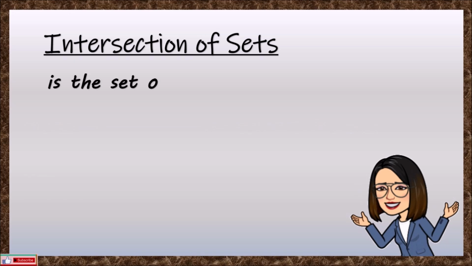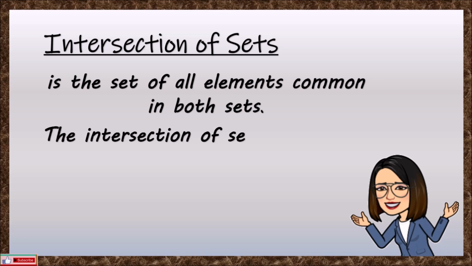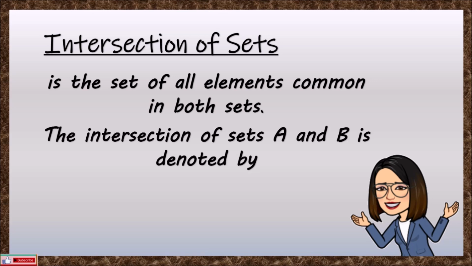Intersection of sets is the set of all elements common in both sets. The intersection of sets A and B is denoted by A intersection B, where our symbol for intersection is an upside-down letter U.